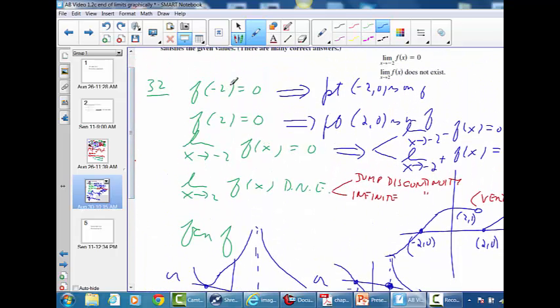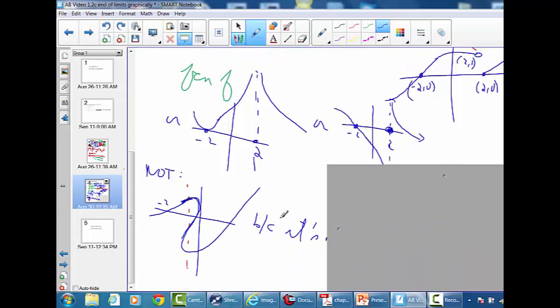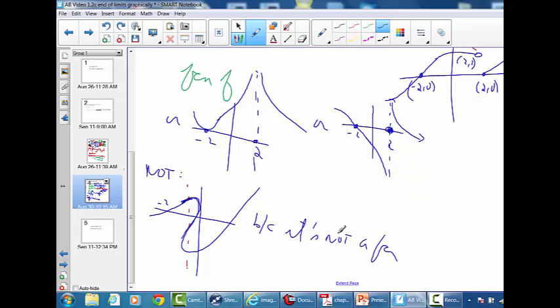Keep in mind that these 2 points have to be on the actual function. So this is a possible graph. There's the 2 points. There's the limit as x approaches negative 2 from both sides is 0, and the limit as x approaches 2 from both sides doesn't exist. Same thing here, same thing here. The reason this one is no good, hopefully you can tell, is that's not a function. You cannot have 2 points on the same vertical line.